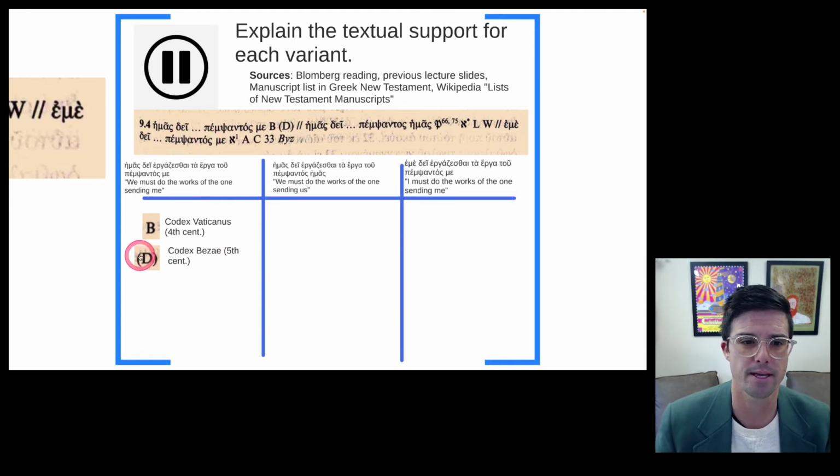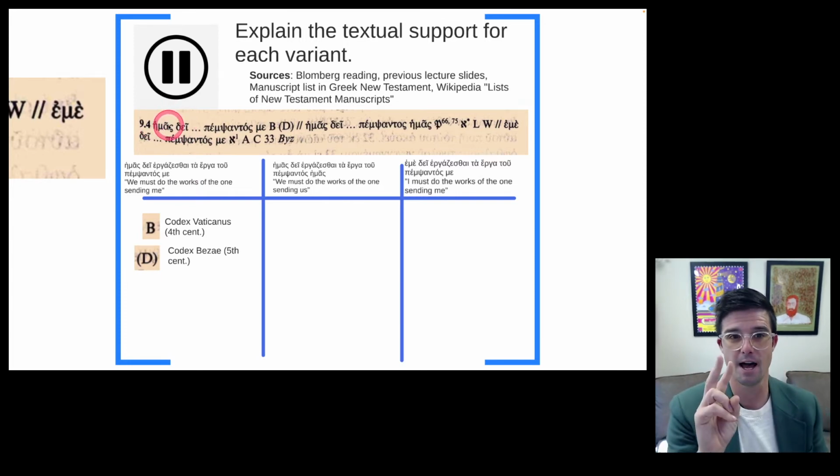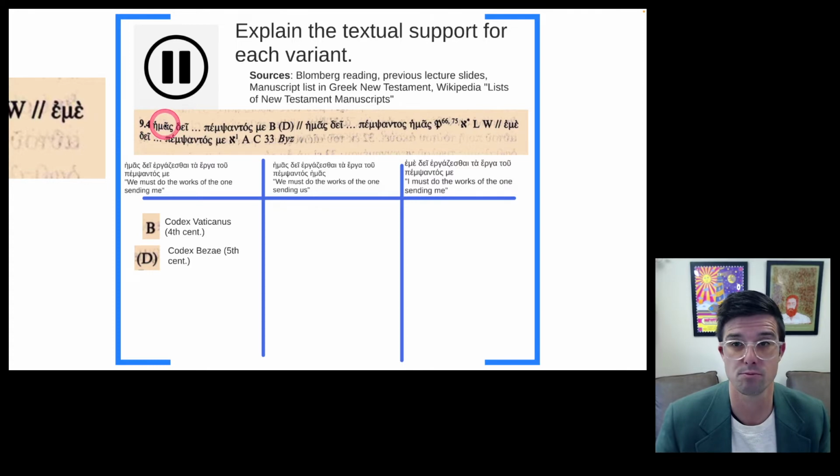And I should note that the D is put into parentheses here because there's a really slight difference in D. That is to say, Codex Bezae has de before hemos. So these two words are just flip-flopped, but it still does have the first person plural personal pronoun there.